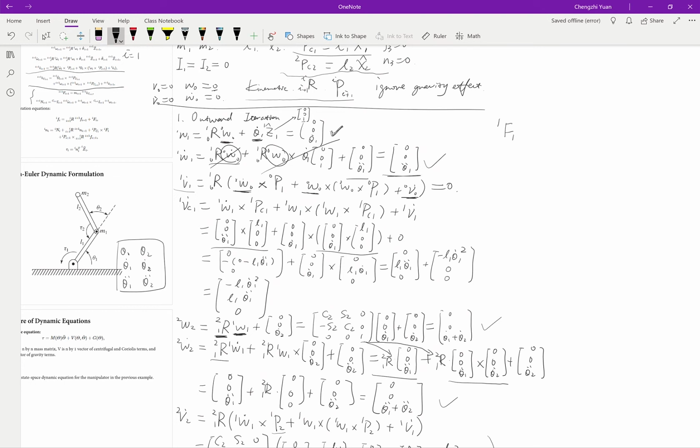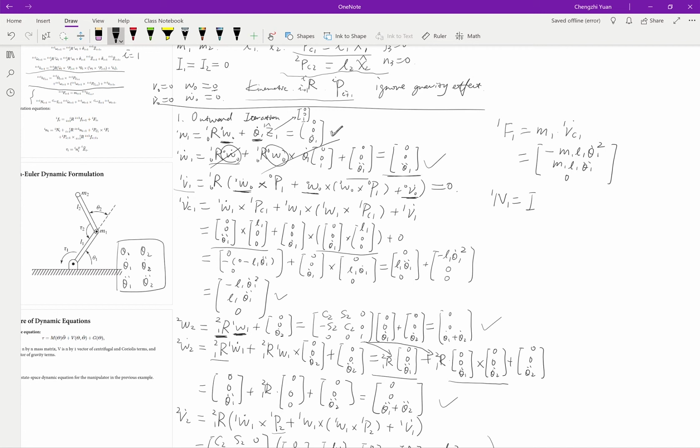F11 for the first link will be equal to M1 times the derivative of VC11. Okay, so what is VC11? VC11 is given here, right? You derived that over here. So what you need to do is multiply M1 to each of the elements. You will have minus M1 L1 theta 1 dot square, M1 L1 theta 1 double dot, 0. And the moment N11 will be equal to inertia.